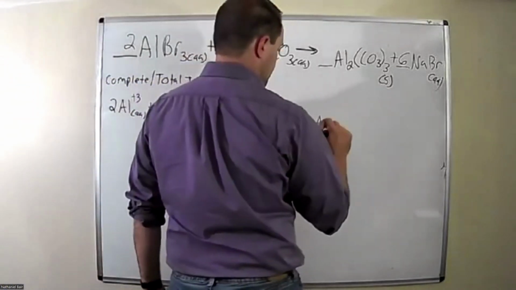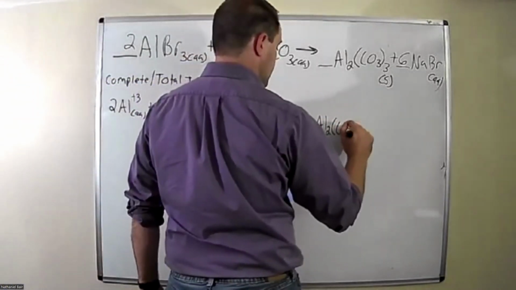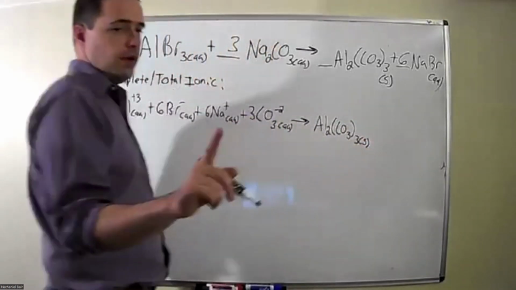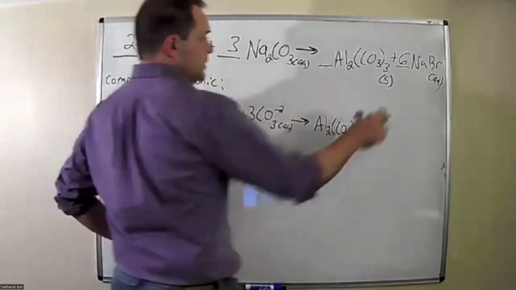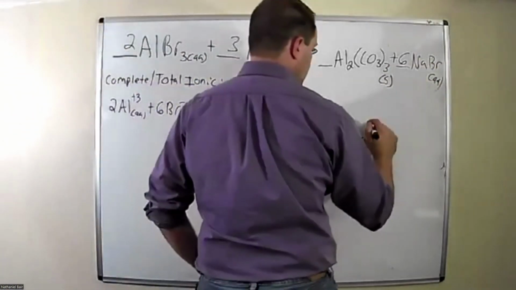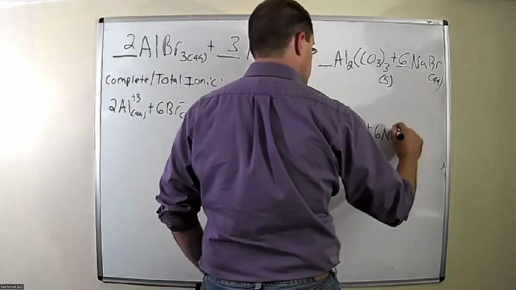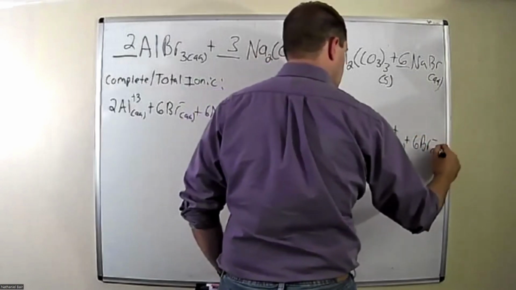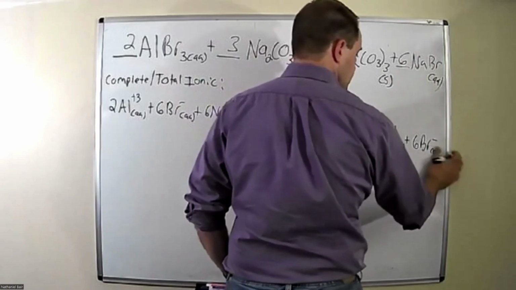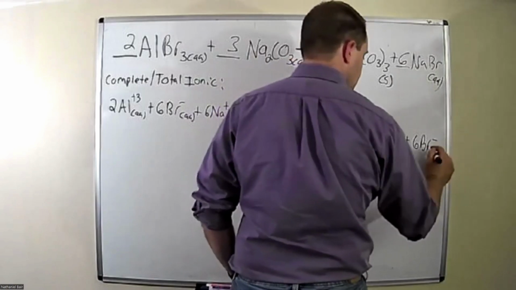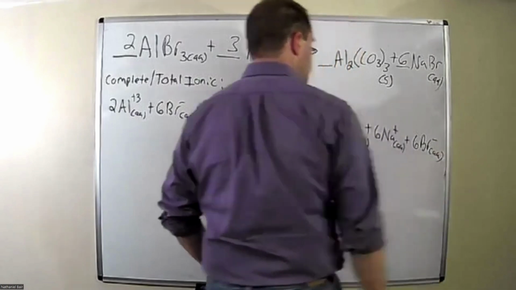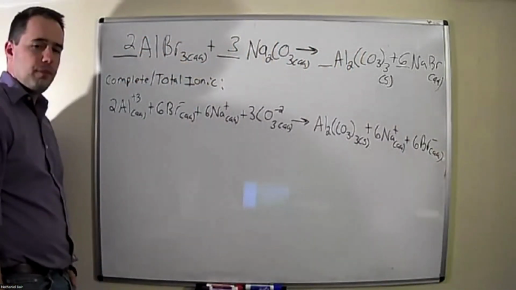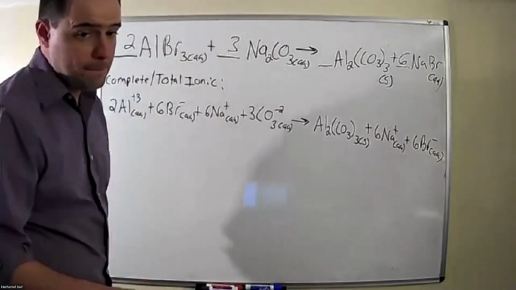Precipitate. Do not break it apart. And then 6 sodium cations and 6 bromide anions. There's our complete ionic. Any questions on that?